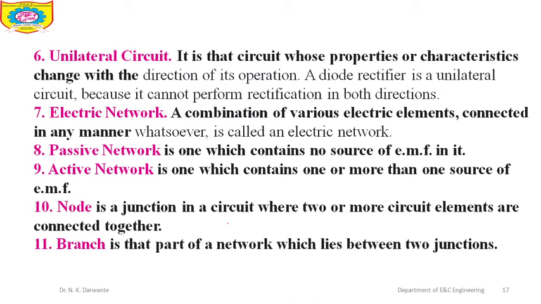Then in an electrical circuit, nodes are there. Nodes are nothing but the junctions in a circuit where two or more circuit elements are connected together. If two branches get connected, that point is also called a node. A branch is that part of the network which lies between two junctions. Okay, the alternate name of a node is also a junction.